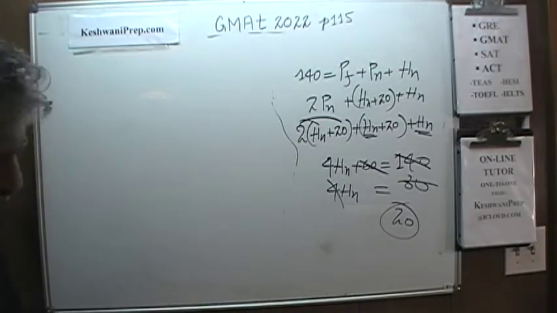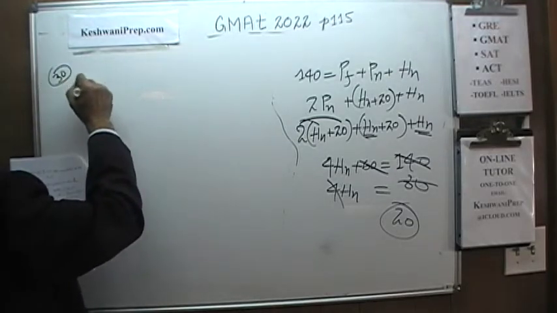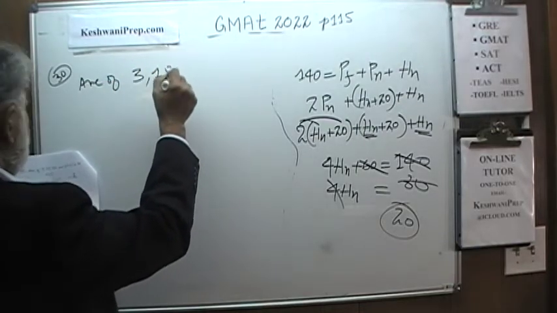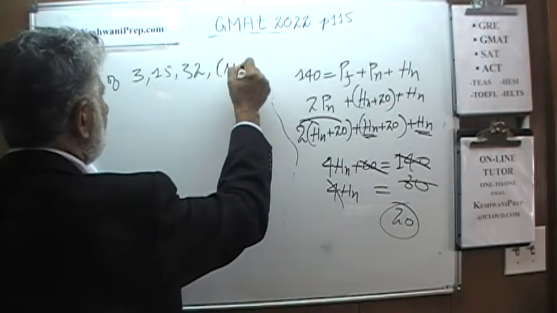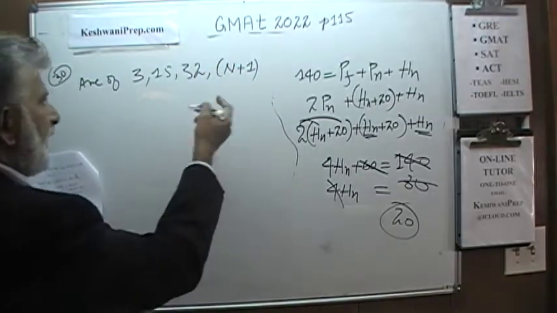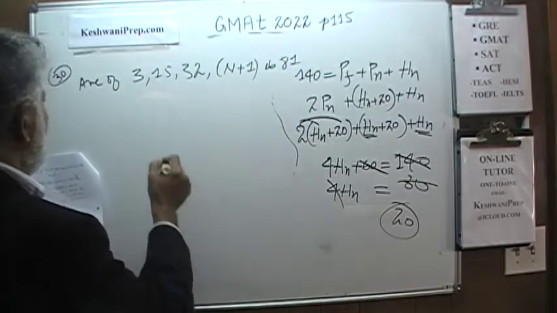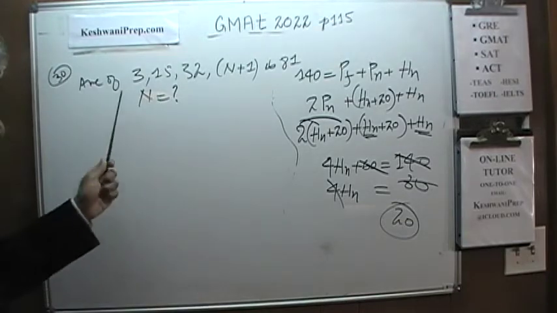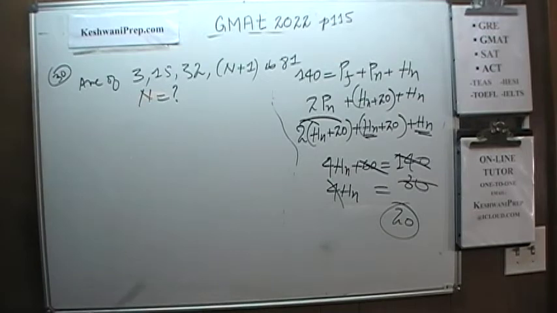Number 30 is a very straightforward question. We are told that the average of 3, 15, 32 and n plus 1 is 81. And the question is, how much is n? Based on the fact that the average of these 4 quantities is 81, how much is n? Let's find out, shall we?